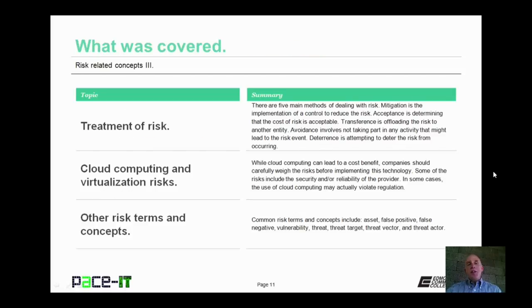That concludes this session on risk-related concepts, part 3. I began by talking about treatment of risk, and then I moved on to cloud computing and virtualization risks, and then I concluded with a brief discussion on other risk terms and concepts.